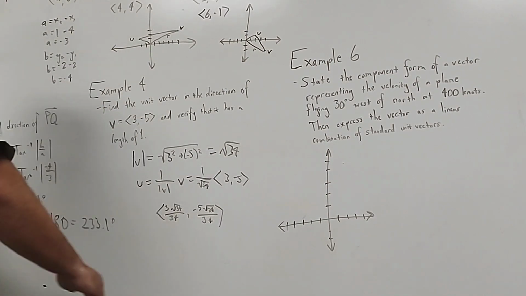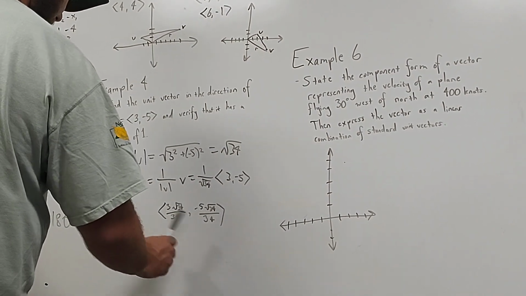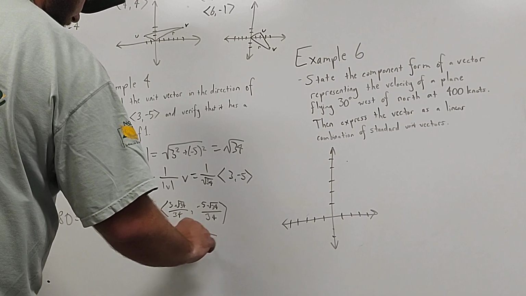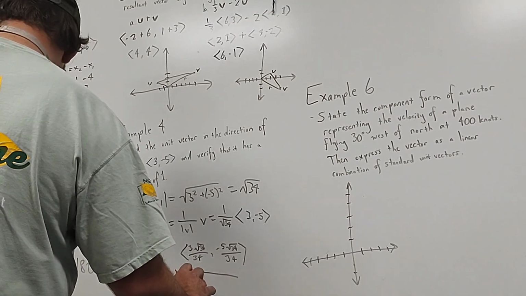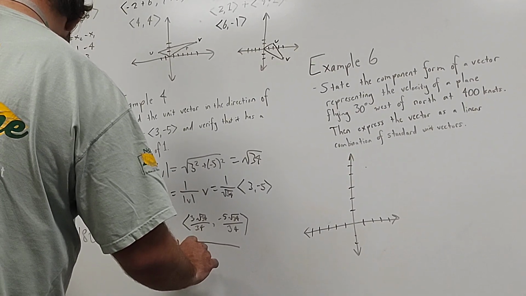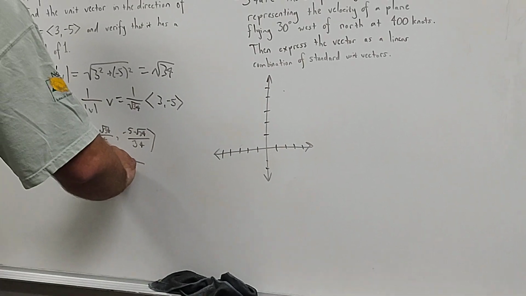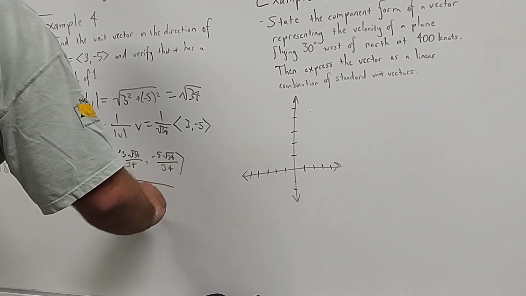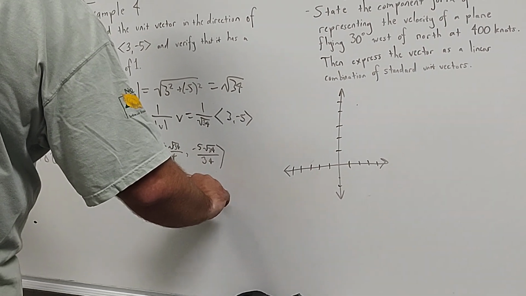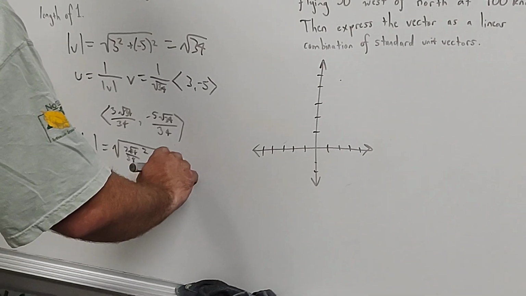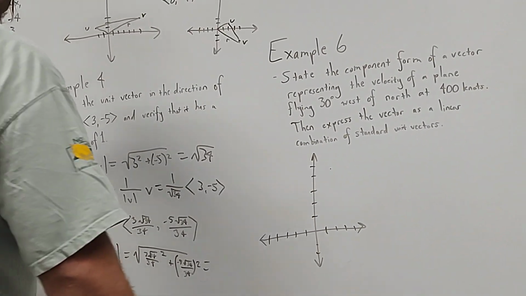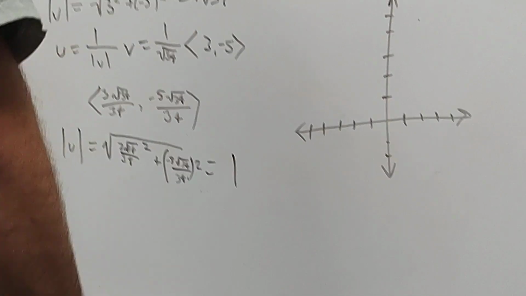So then we can find the magnitude of this, the magnitude of u. Plug that into the magnitude formula. We have 3 root 34 over 34 squared plus negative 5 root 34 over 34 squared. That is going to give us the square root of 34 over the square root of 34, or just 1.